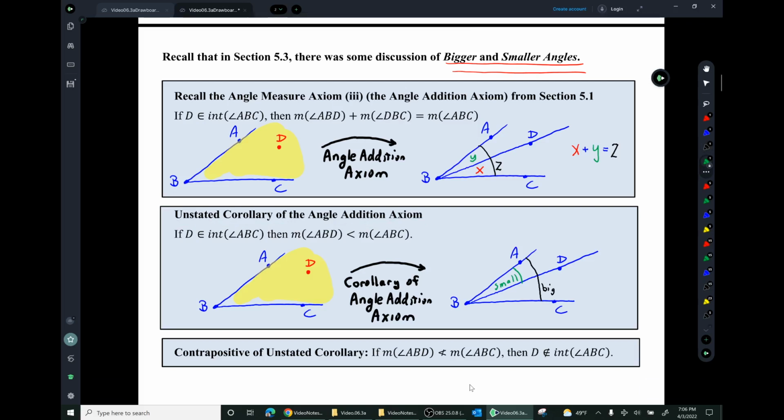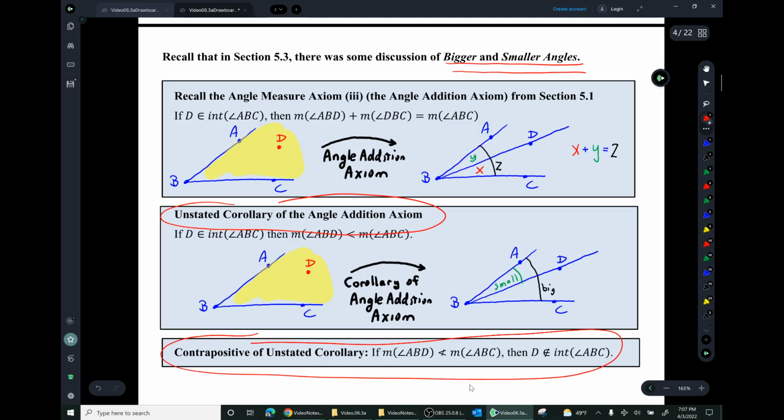And there's a contrapositive of this unstated corollary that says if two angles don't have that inequality relationship, that is, if the measure of angle ABD is not less than the measure of angle ABC, then point D is not in the interior of angle ABC. So again, this corollary is not stated in the book, so the contrapositive of that corollary is also not stated in the book.